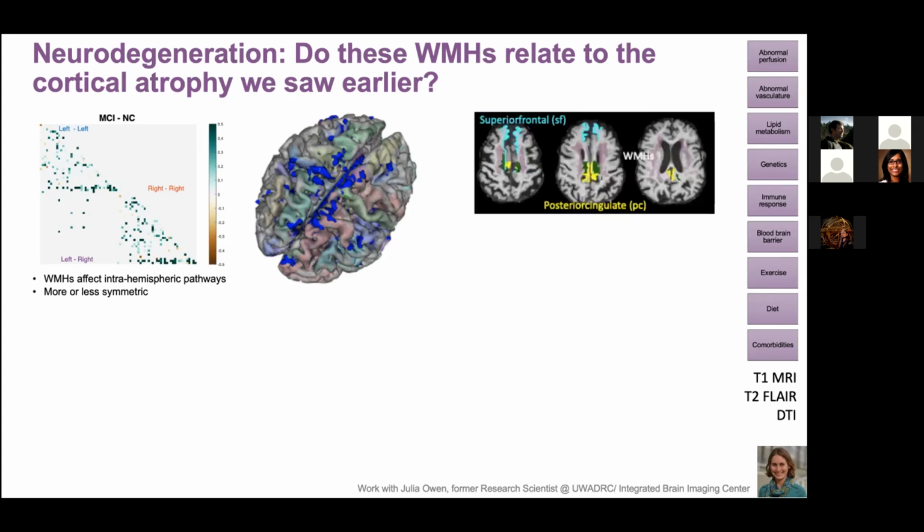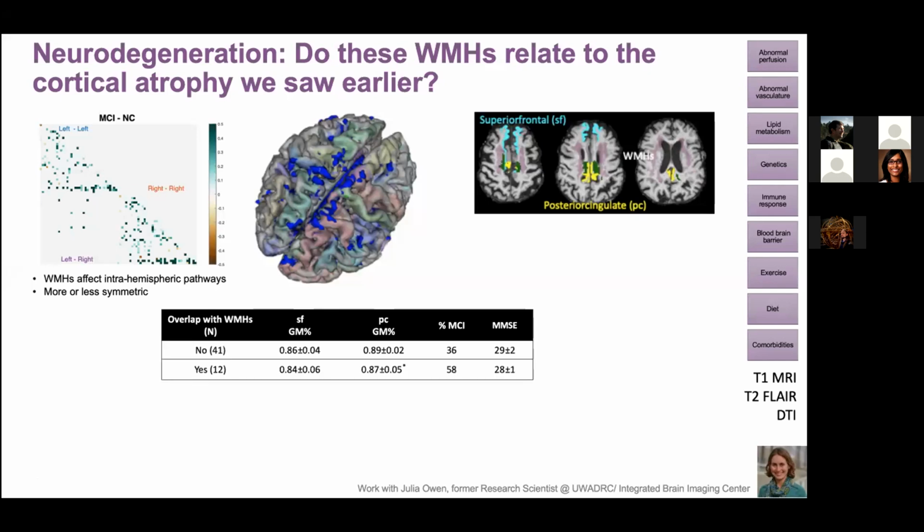To give a very specific example, look at the superior frontal cortex and the posterior cingulate cortex, two regions implicated in Alzheimer's disease. This is a T1 weighted scan. In pink, you can see the white matter hyperintensities in this individual. In green, you see the pathway that connects the superior frontal cortex and the posterior cingulate. That's done through an MRI technique called DTI. And we see here that that pathway actually overlaps with the white matter hyperintensity.